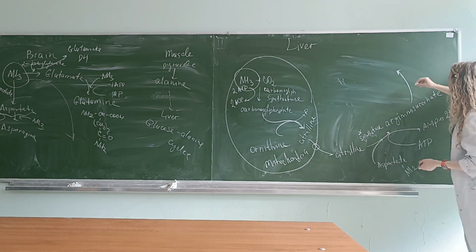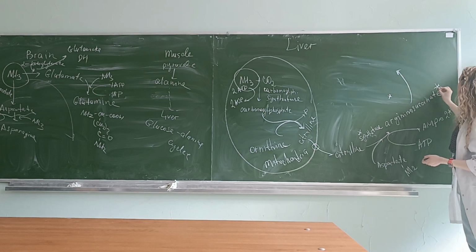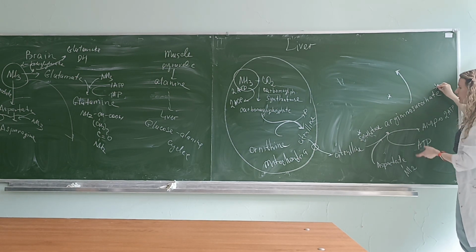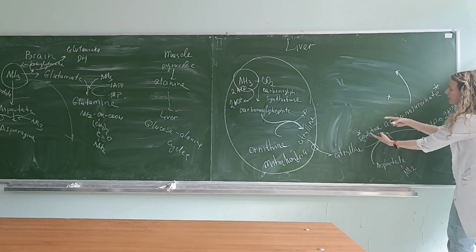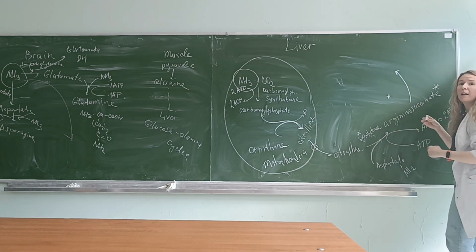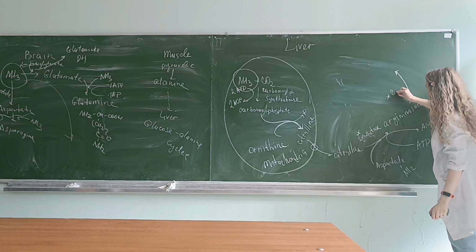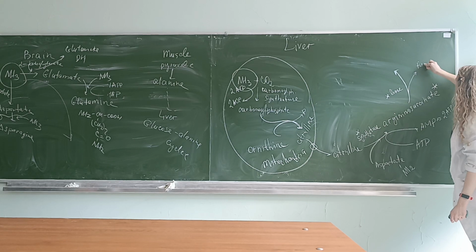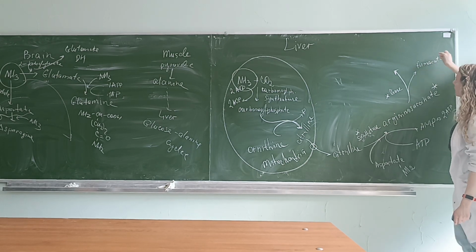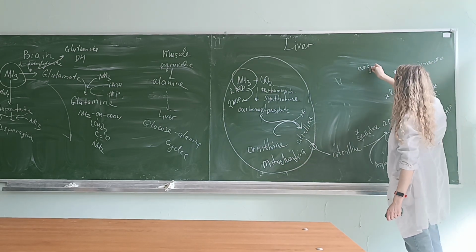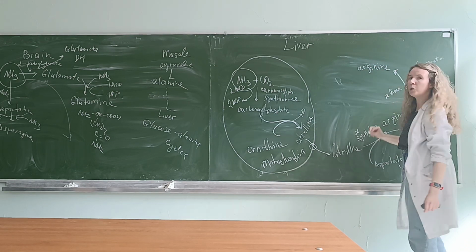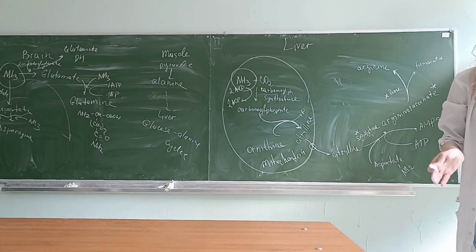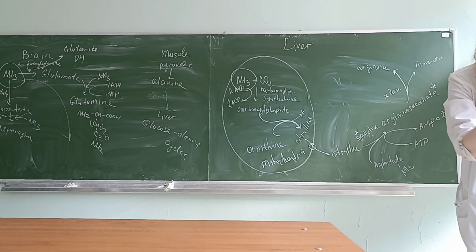Argininosuccinate synthetase, then argininosuccinate lyase. We will cut off fumarate and get arginine. Now we already know arginine. Arginine is a normal amino acid that we use for formation of protein.